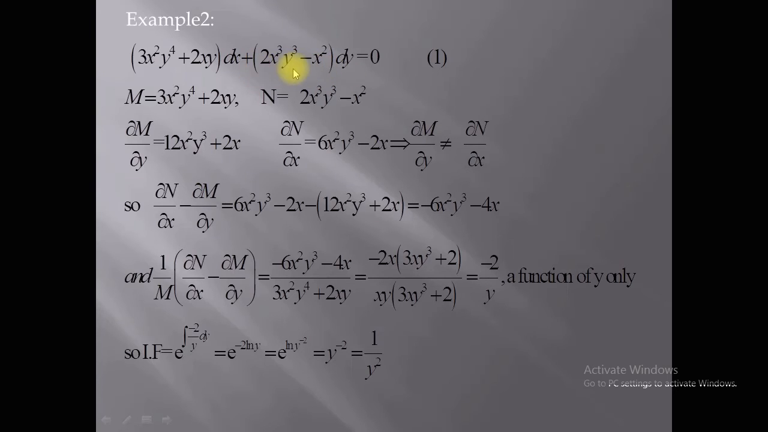Now to make this non-exact differential equation exact, we need an integrating factor. For the integrating factor, using case number 2, 1 over M into (partial N by partial x minus partial M by partial y).